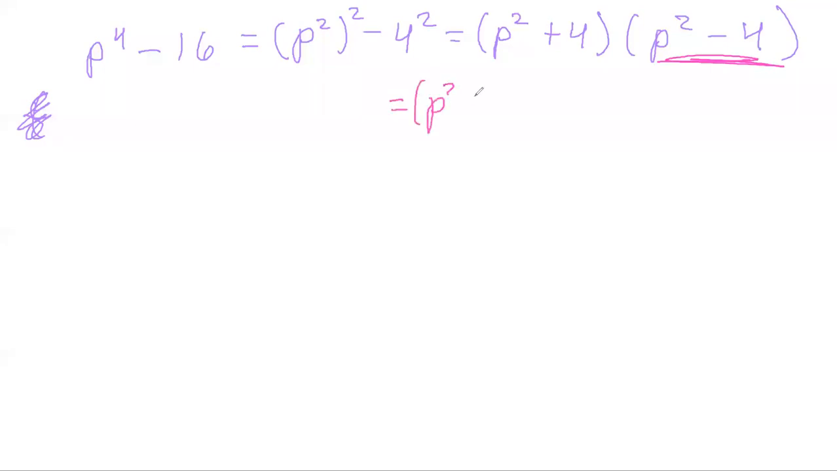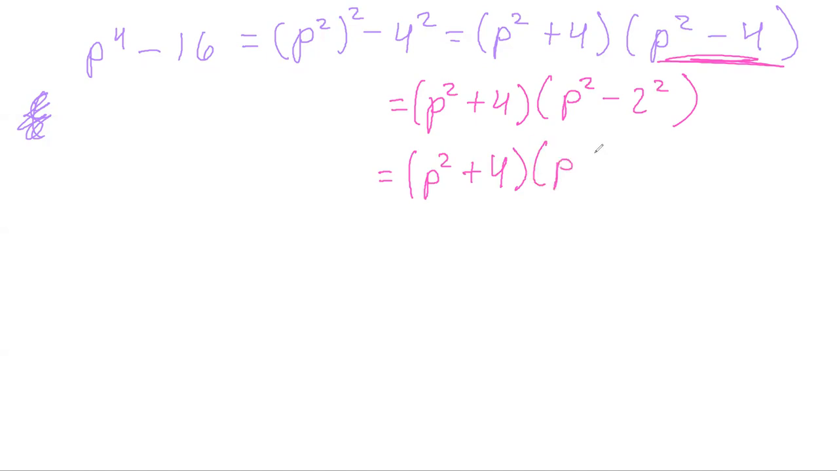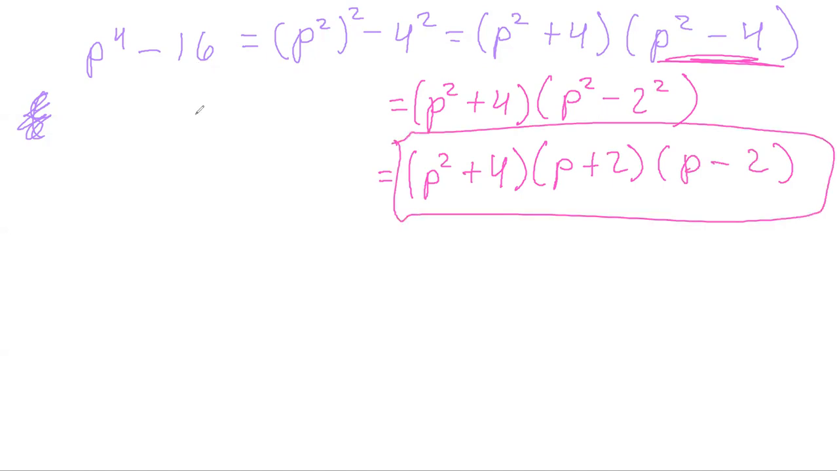So I'm going to bring down the p squared plus 4. And we can agree that p squared minus 4 is the same thing as saying p squared minus 2 squared. So using difference of squares, that is the same thing as saying p plus 2 and then p minus 2. So this is my final answer for this problem.